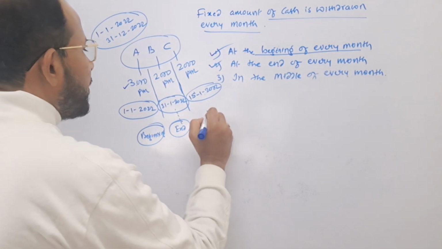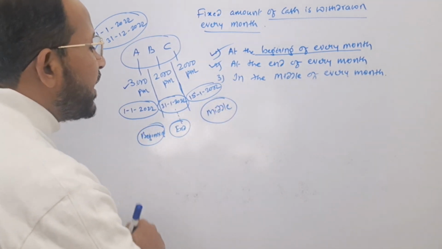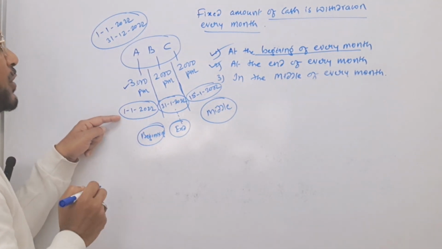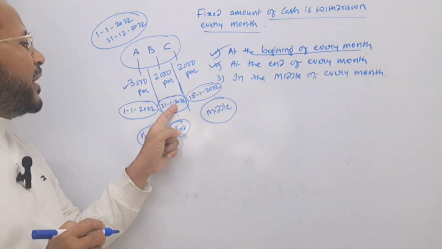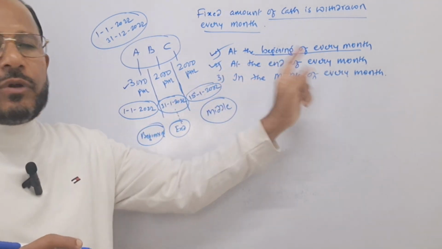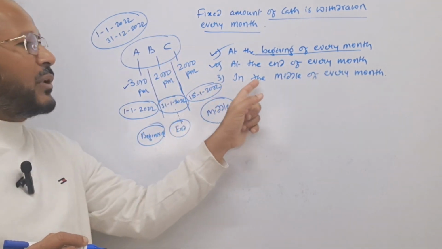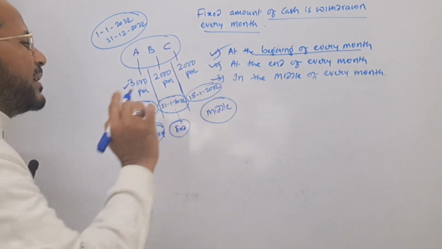You see, here three different cases are there, three different situations. Here on 1st January 2022, at the beginning of every month, and 31st January 2022, at the end of every month, he is going to withdraw the amount, and Mr. C is withdrawing the amount in the middle of every month.